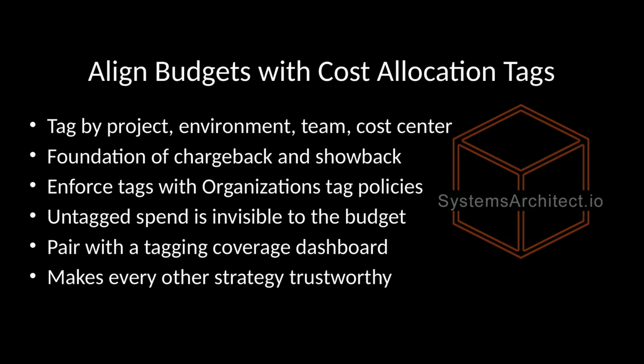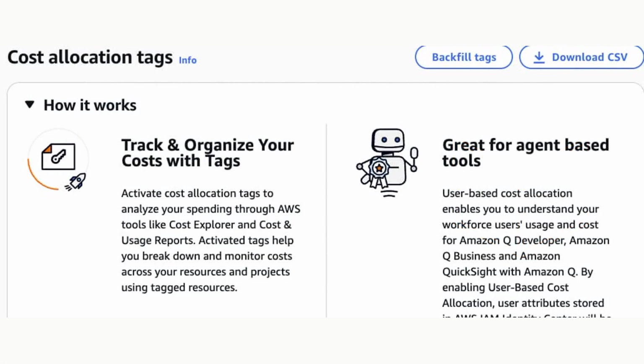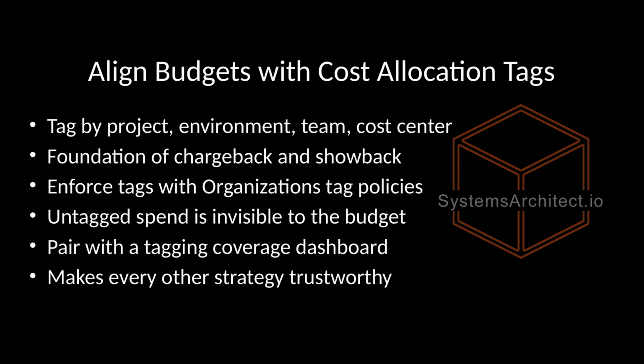5. Align budgets with cost allocation tags. Structure budgets around mandatory tags like project, environment, team, or cost center so spend maps to who is accountable. Enforce tagging with Organizations tag policies, or the budget will simply miss untagged resources. Well-enforced tagging is what makes every other strategy here actually trustworthy.